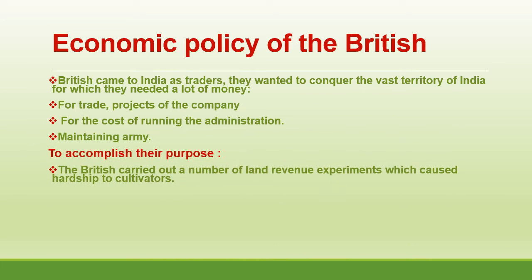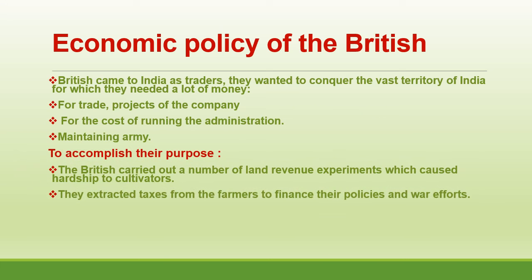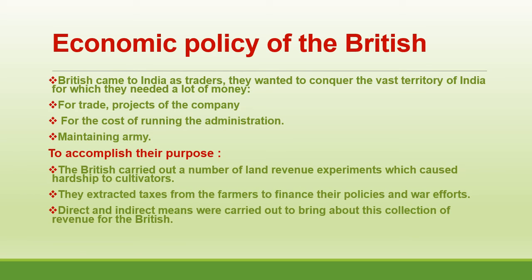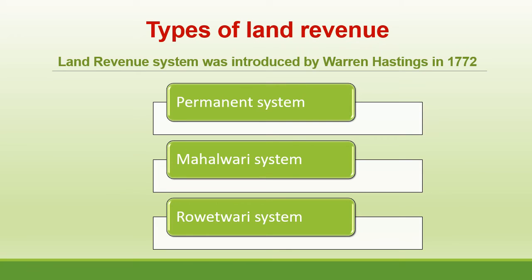The British carried out a number of land revenue experiments which caused hardship to cultivators. They extracted taxes from the farmers to finance their policies and war efforts. Direct and indirect means were carried out to bring about the collection of revenue for the British. Land revenue was one of the major sources of income for Britishers in India.